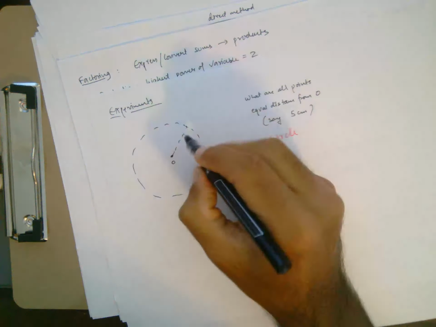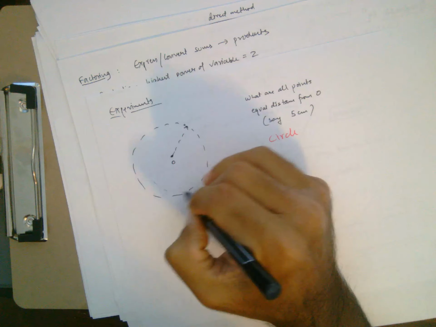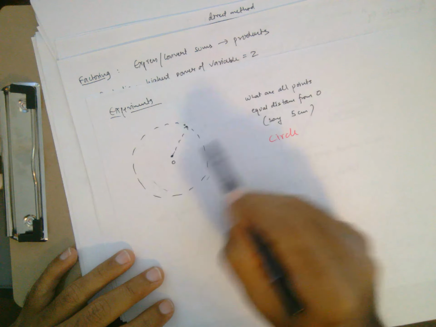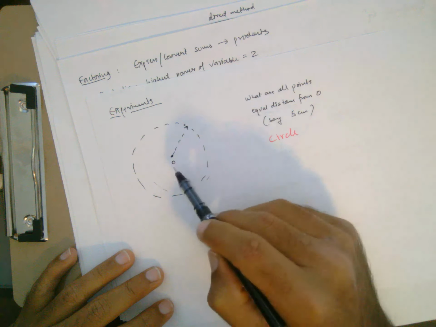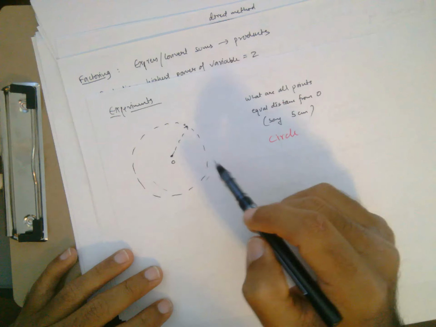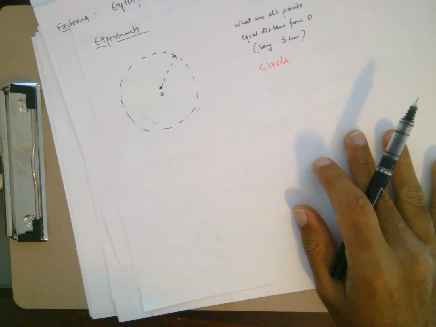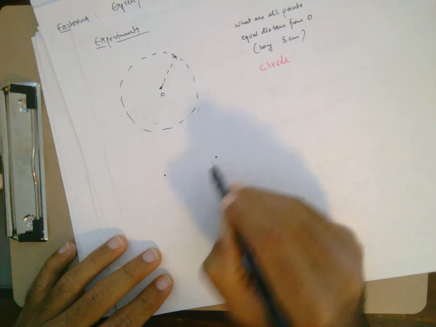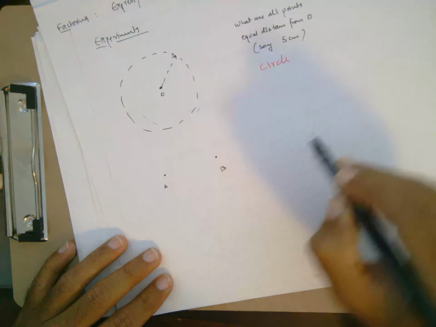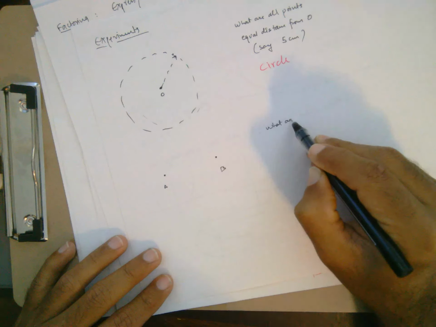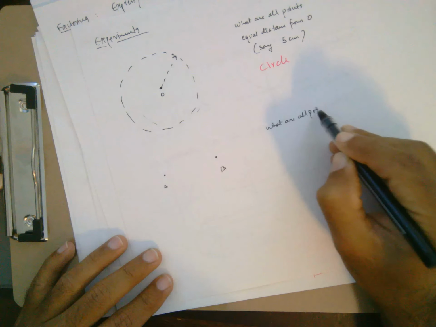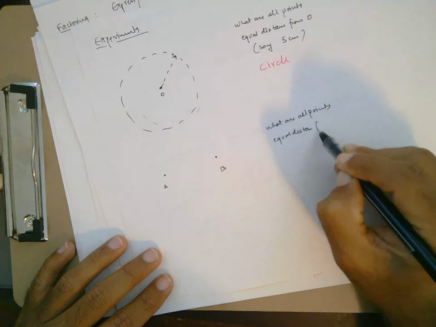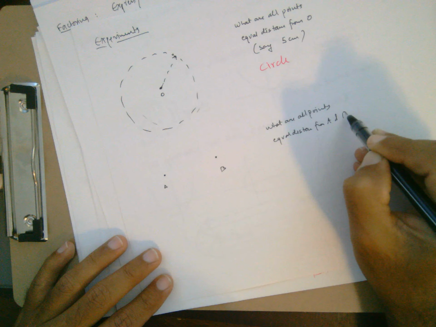That's the definition of a circle. The radius is the same, right? So if I take one point and I find all points which are equal distance from that point, that shape comes out to be a circle. Now let's say I ask the next question. What if there are 2 points? If I take A and B, same question. What are all points equal distance from A and from B?